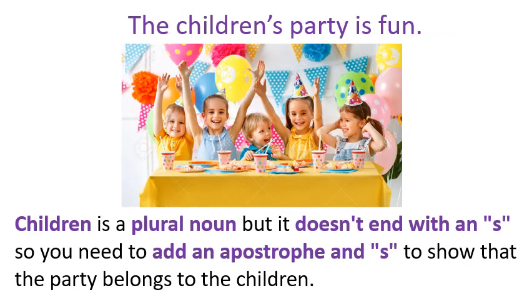Look at this sentence now. The children's party is fun. Now, children is a plural noun, just like sisters is a plural noun. But the word children doesn't end with an S. When we make one child into many children, we change that word quite a lot. We don't say childs, we change it to children. And because children doesn't have an S on the end, when we add the possessive apostrophe, we have to include an S as well. So it becomes children's party to show that the party belongs to all of the children.